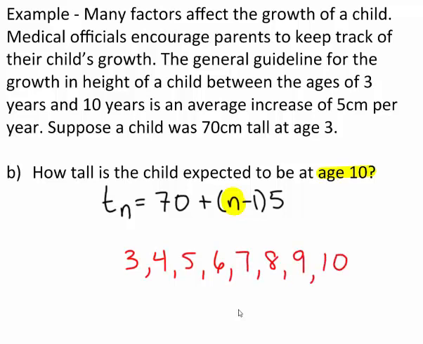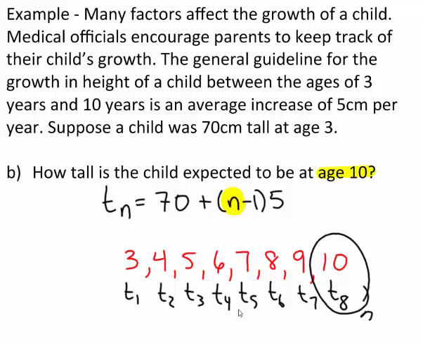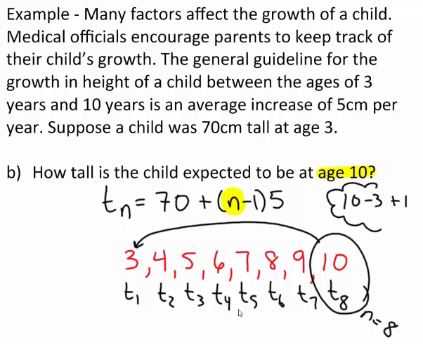My very first term was the 3 years old. Then I have my second term, etc. All the way up until I hit T8, which is age 10. So in this case, my n is equal to 8. And that always seems a little bit weird. If you want a formula to help you remember, you can think about taking your 10, subtract the starting point of 3, which gets you 7, and then add 1. So what we're doing is we're doing 10 minus 3, and then add 1 on at the end, and that will get us the 8 that we're looking for.